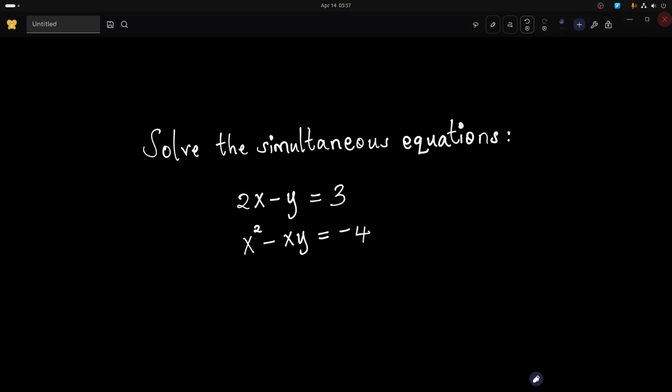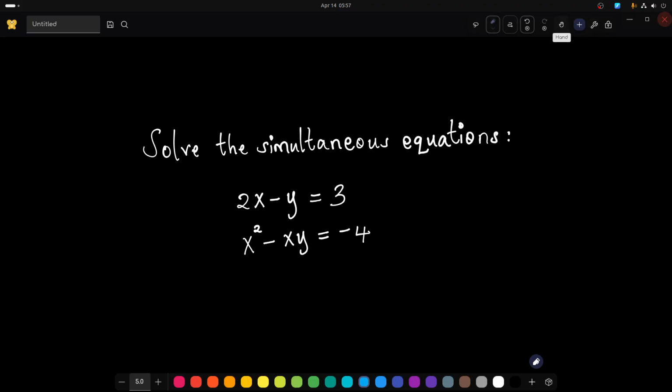Hello, in this question, we are asked to solve the simultaneous equations 2x minus y is equal to 3 and x squared minus xy is equal to negative 4. So let's start.